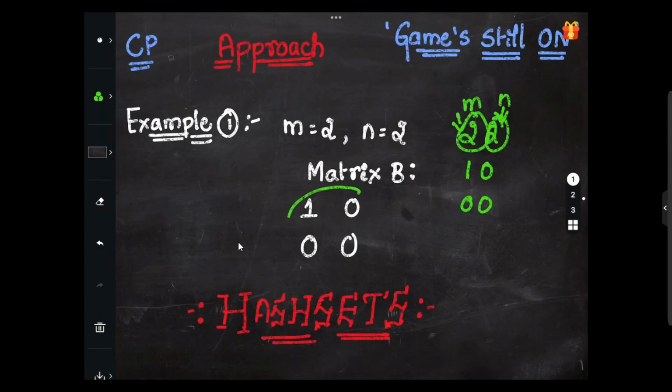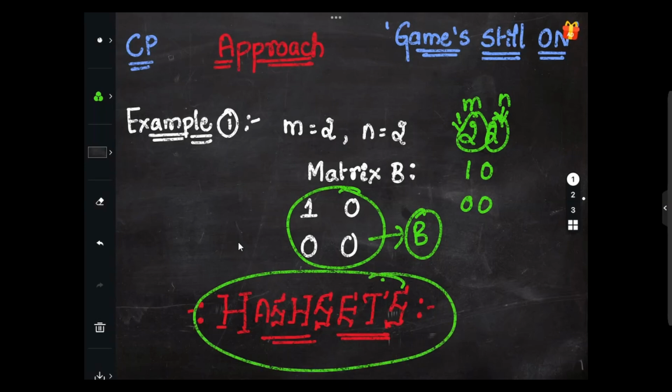So this is another matrix, matrix B. From this itself we have to reconstruct the matrix A based on the conditions or the requirements I mentioned while reading the question. One thing, just keep this in mind, we are going with a hash set.